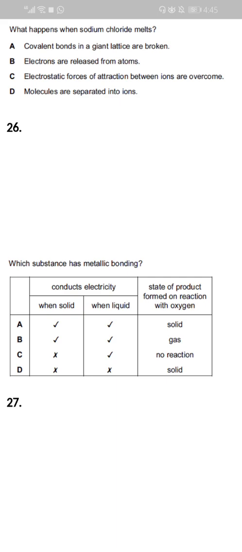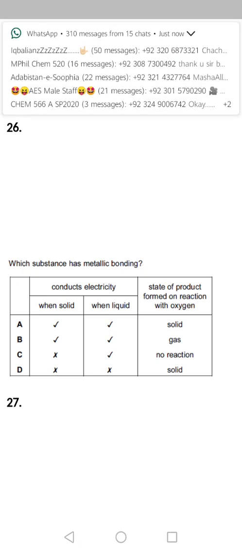But in the case of metallic oxides, whenever metal reacts with oxygen, they form metallic oxides, which are bases. All the bases are solid. So A is the right answer.